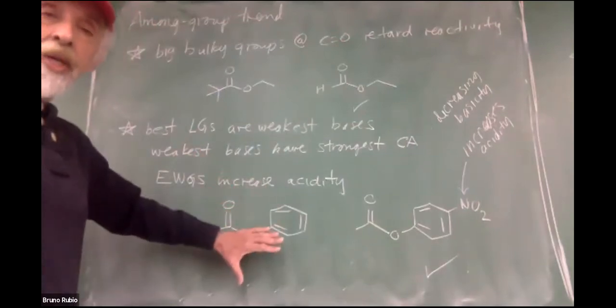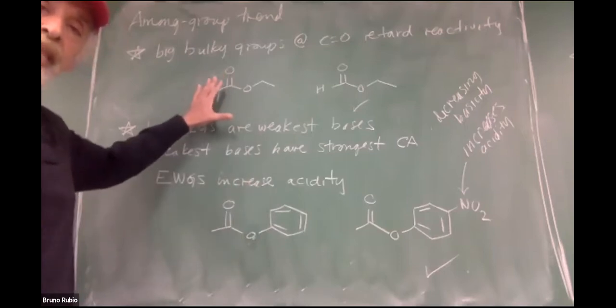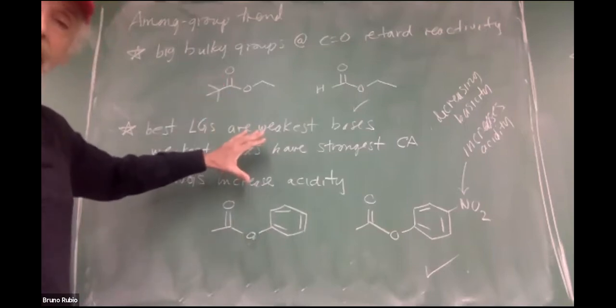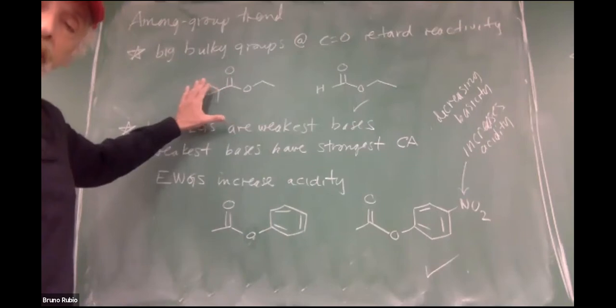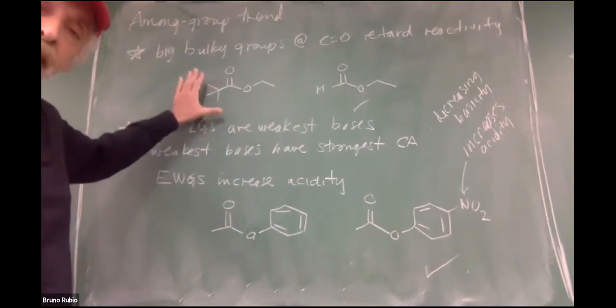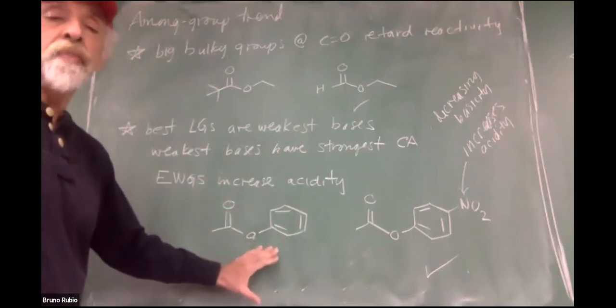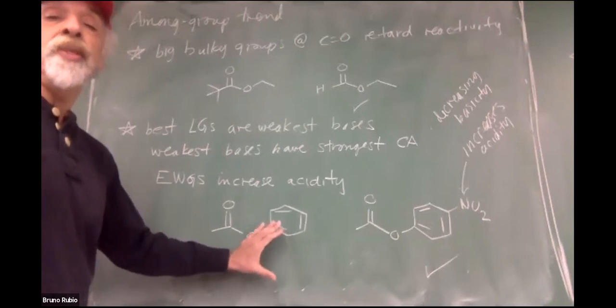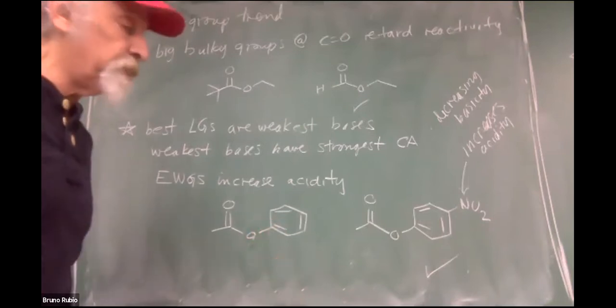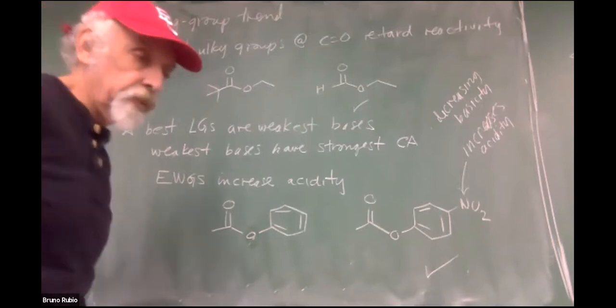So this is another example of what we mean by this among group trend. So you're looking at the steric bulk at the carbonyl, at the acyl carbon, and we also have to make conclusions about the leaving group, its basicity, being the most important thing.